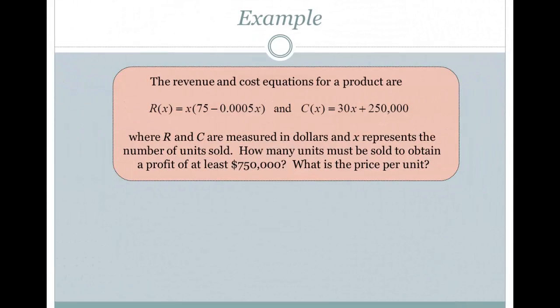Let's do a word problem. I've been given a revenue function. I'm given a cost function. I want to know how many units I need to sell to obtain a profit of at least $750,000. And then if I get that, what is the price per unit?